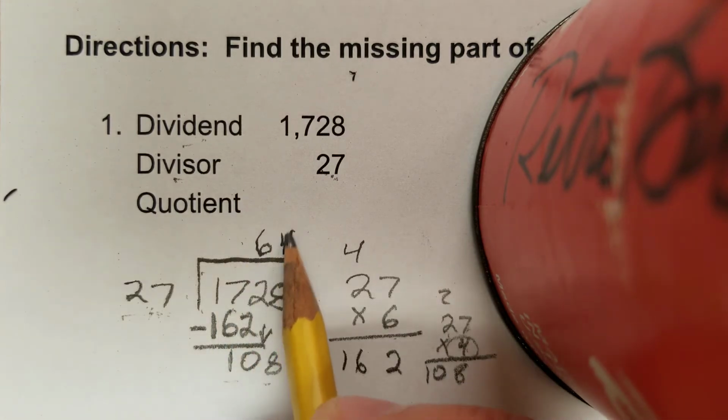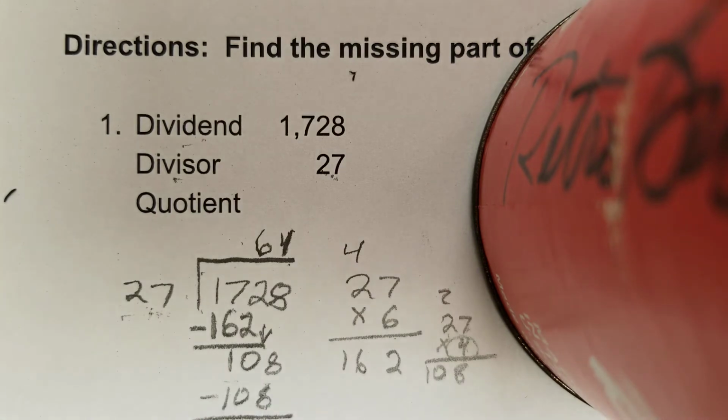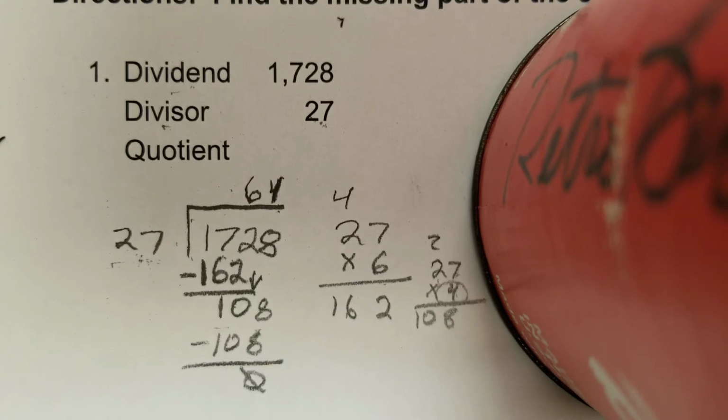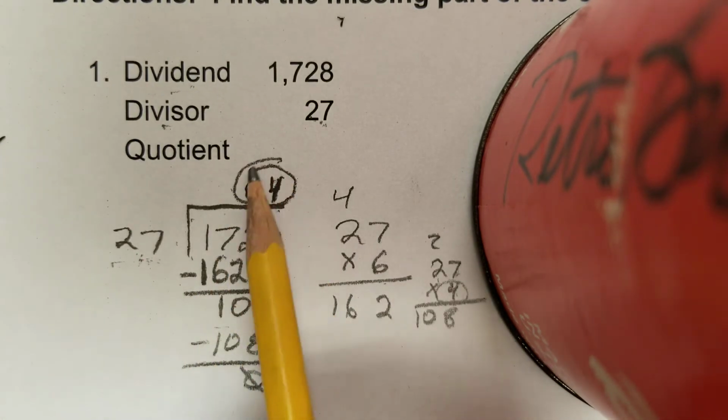I'm going to put my 4 up here. 4 times 27 is 108. There is not a remainder. And so my answer for my quotient is 64.